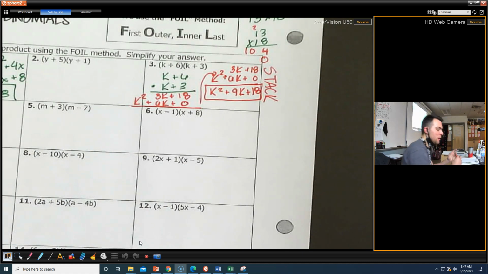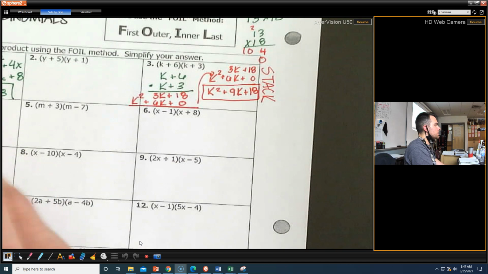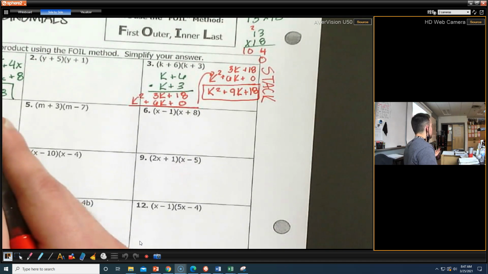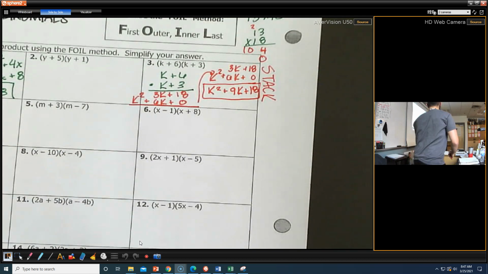Most of the time you're going to see it written like this, and I just think the FOIL method is useful because we're used to distribution as well, right? If you like the stack method, go for it, though. I will not stop you. You'll get the same answer, regardless, right?